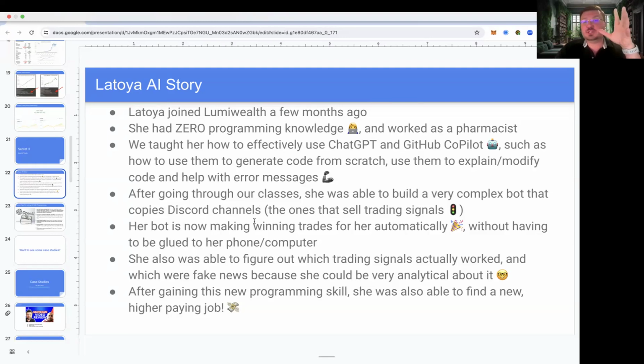So not only did she build this really cool robot that, last time I checked, was making her some good money, but she also ended up getting a new job because of this, right? And this happens all the time. People go through our courses, they learn this new skill, and they end up getting a new job that pays them a bunch more money. That's exactly what happened to her.